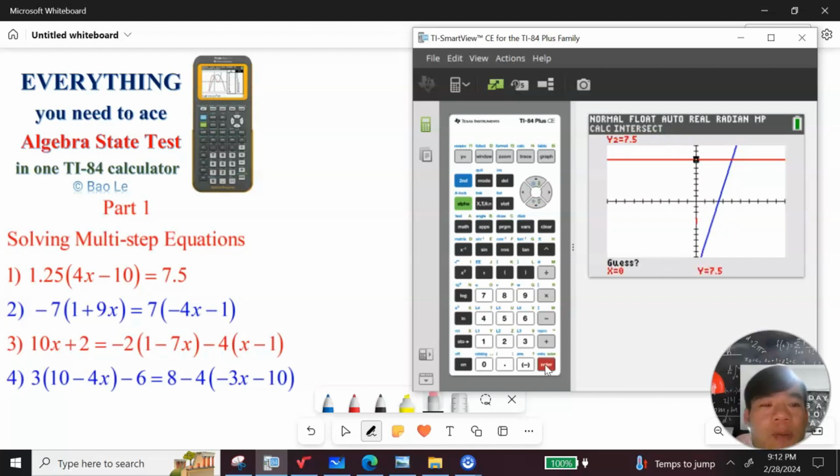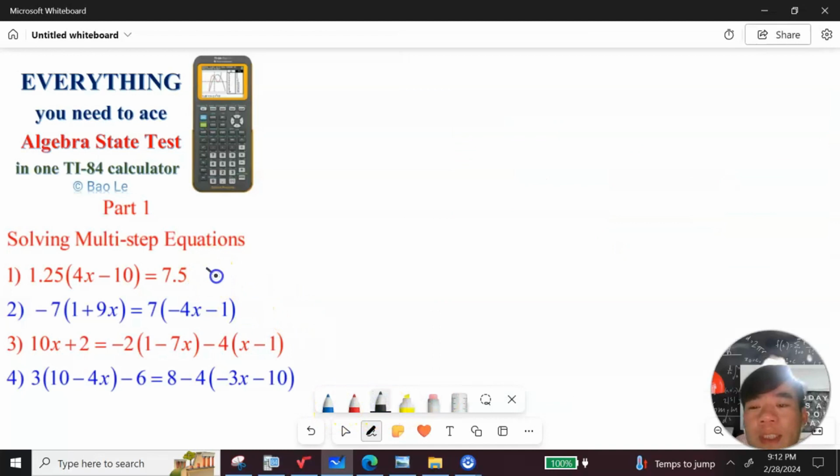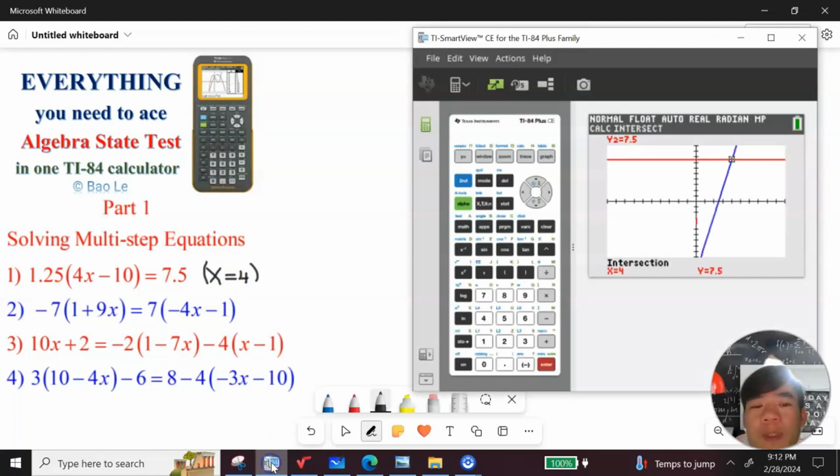1, 2, 3, and then your cursor goes to the intersection right here, and your solution should be x equals 4. Okay, so x equals 4. I put x equals 4 right here. This is your solution. All right, so let's move on to the second one.